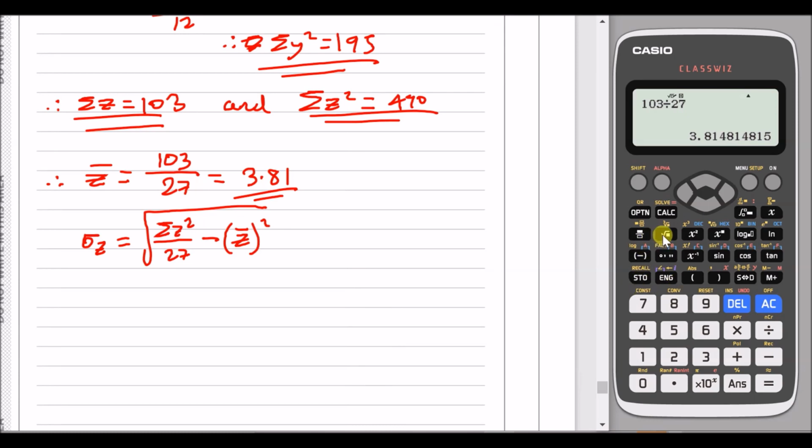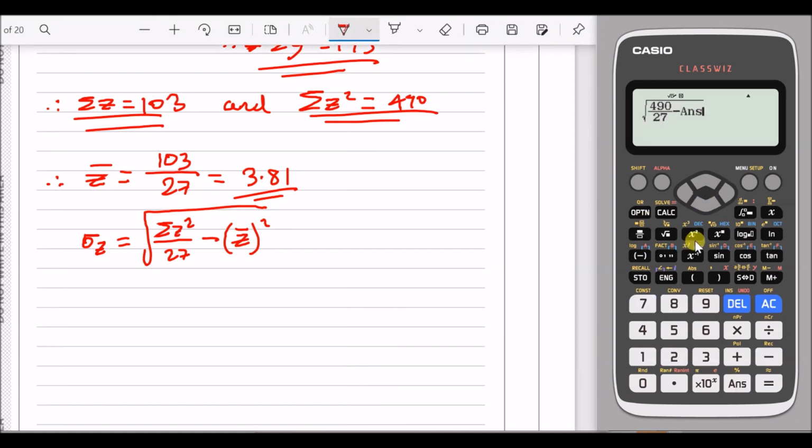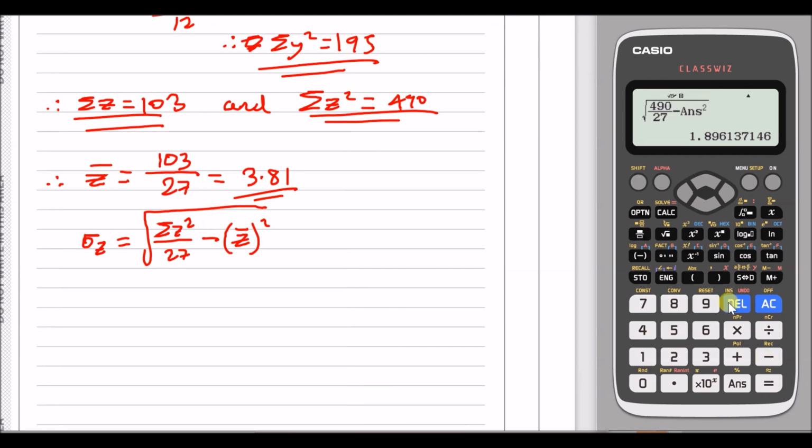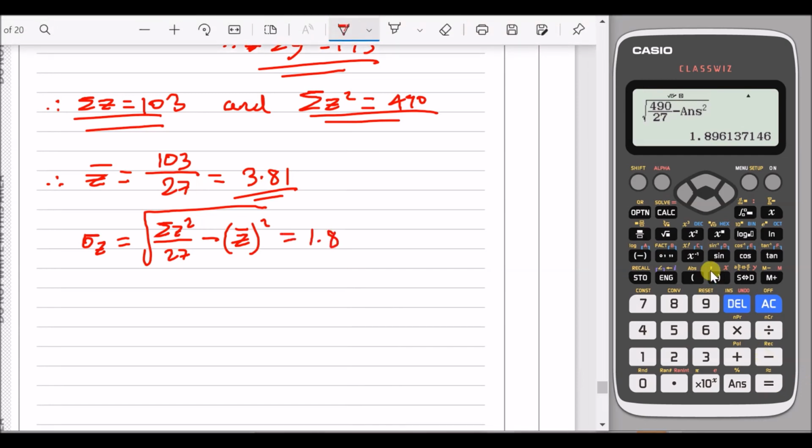So what we're going to have now, we're going to use a square root button, fraction. So the sum of z squared was 490 over 27. Take away our answer squared equals this. That's our final sigma value, 1.8. Actually, no. It'll be 1.90 if you round it up. 1.90 to 3 significant figures.